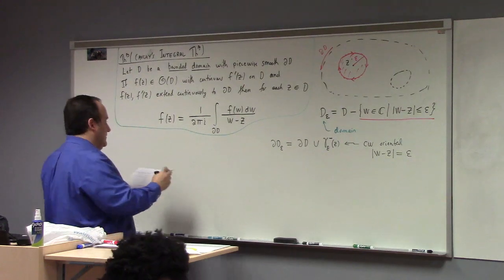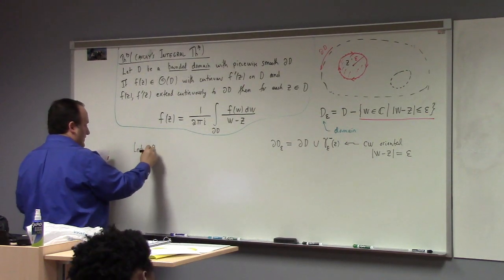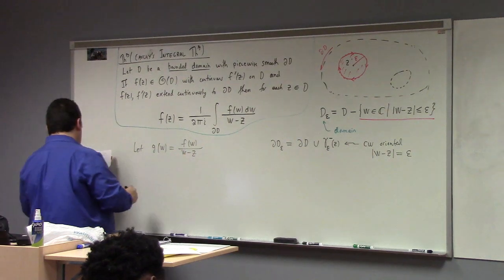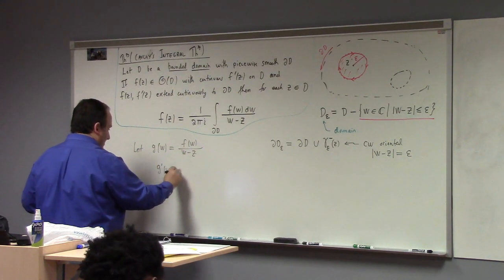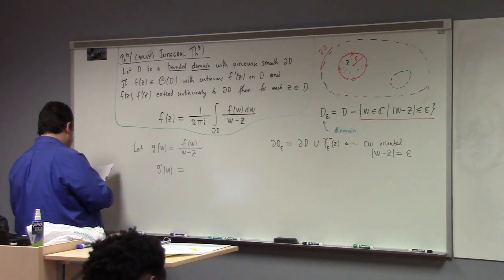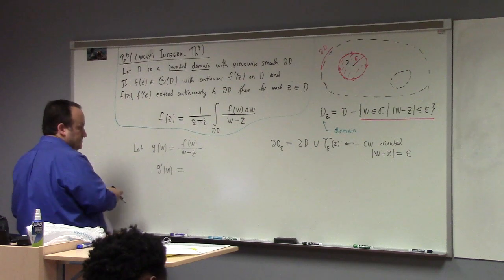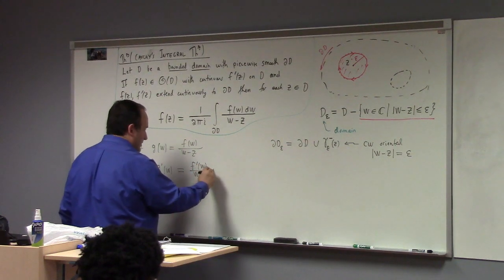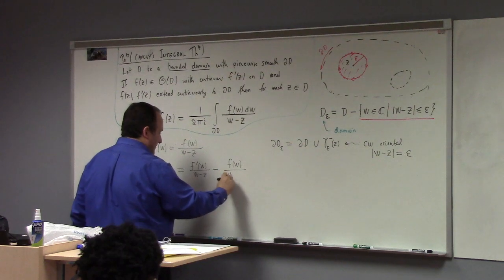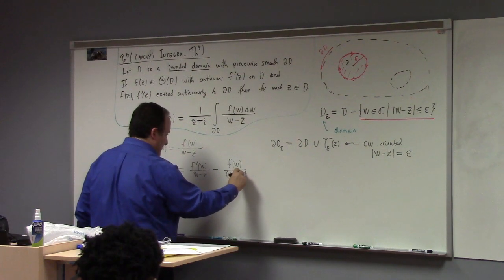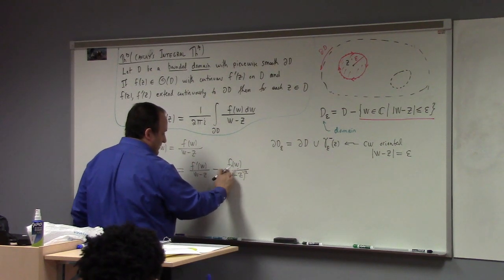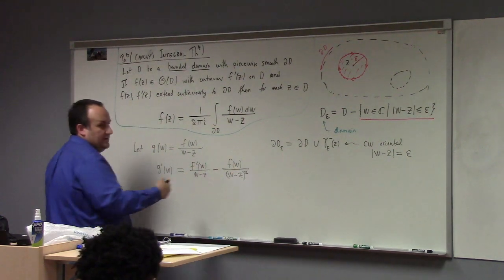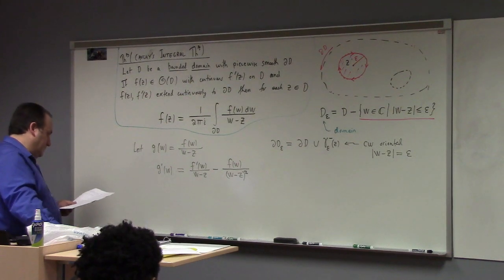Now, let G of W equal F of W over W minus Z. And you guys tell me, what's G prime of W equal to? How about this? It's F prime of W over W minus Z, minus F of W over W minus Z squared, right? So what I did right there is the product rule. And we're differentiating with respect to W, so there's no extra minus there. Any questions?